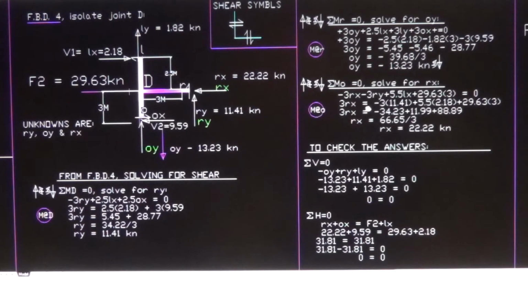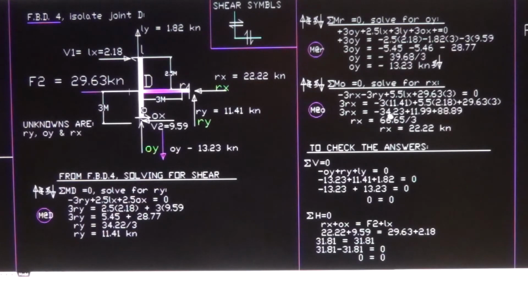3RX now. To solve for RX, again, you have to transpose this unknown to the other side of the equation. Therefore it becomes, from negative to positive, and all of this remains the same, because these are known, so we have to separate the unknown from the known values. So minus 3 times 11.41 plus 5.5 times 2.18 plus 29.63, the wind load, times 3, the lever arm 3.